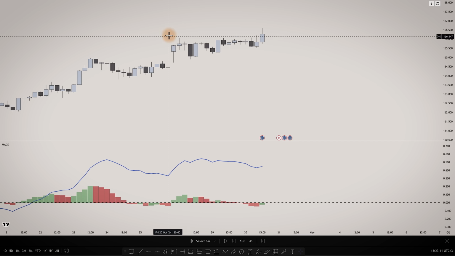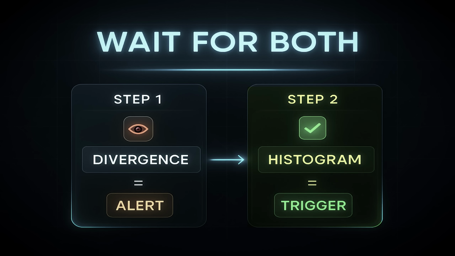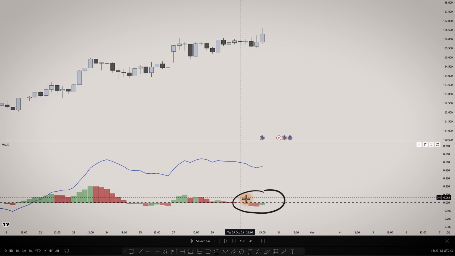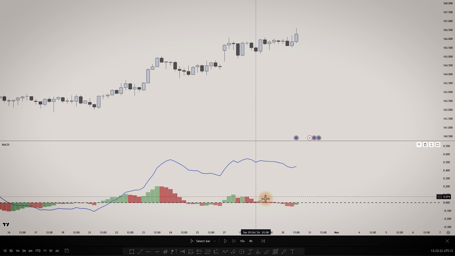You spot divergence first. That's your alert. Then you wait for a histogram pattern. That's your trigger. Divergence plus histogram pattern equals reversal trade.